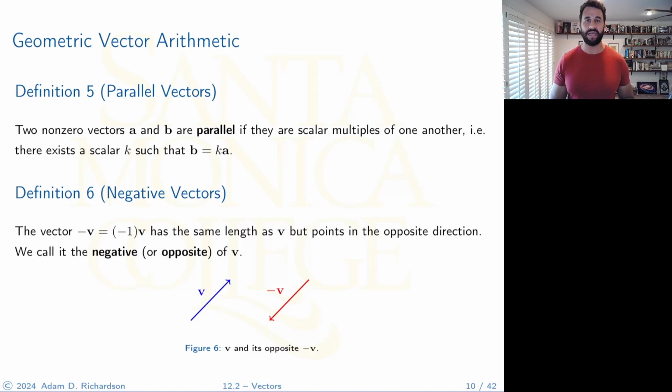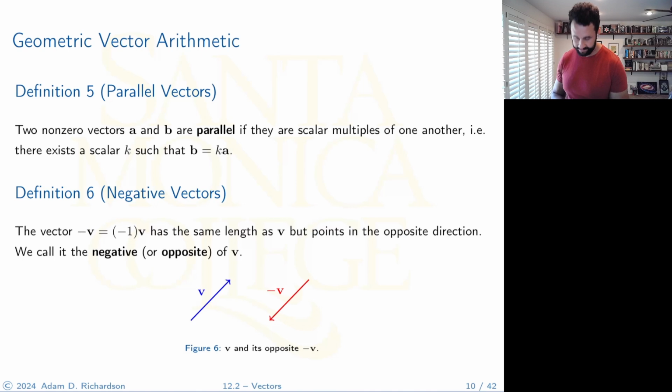So how do you define this algebraically? We say two vectors are parallel if there's some scalar where you can write one as a scalar multiple of the other. That's it. What's a negative vector? A negative vector is just a vector that goes in the opposite direction of the original vector. So the vector negative v is the same as multiplying v by the scalar -1, just to flip it, right? It's got the same length as v, but it points in the opposite direction. So we call it the opposite of v, or the negative of v. So here's v, here's the opposite of v.